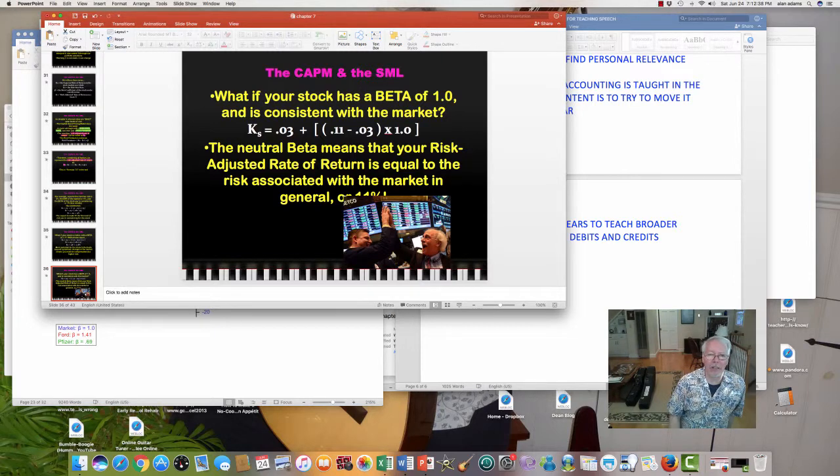Exactly, it follows the market in lockstep. Well, that's easy, really. Think about it. If you multiply anything by 1, you get the number itself, correct? So if you take 0.03, the T-bill return, and you take the excess of the market of 11% over that T-bill rate of 3%, and take that difference of 0.08, multiply it by 1, it's still 0.08, add it back to 3%, and you get 11%. So there's proof that your stock with a beta of 1 follows the market exactly.